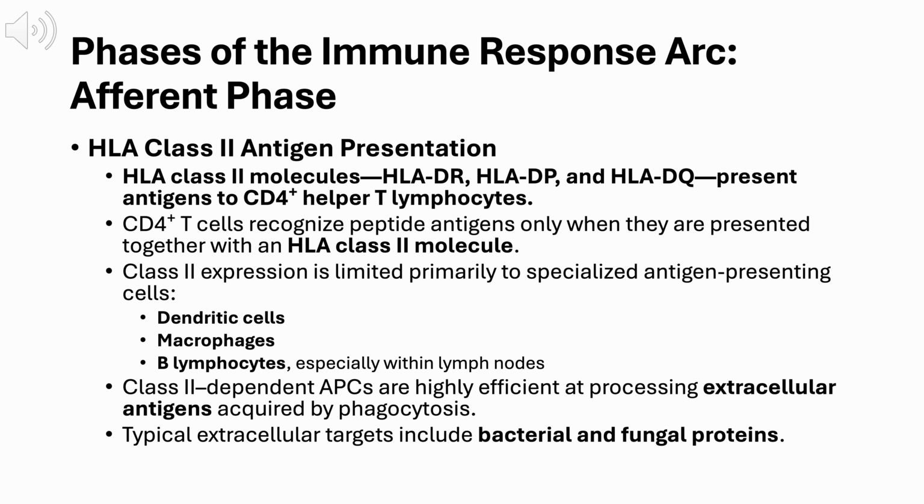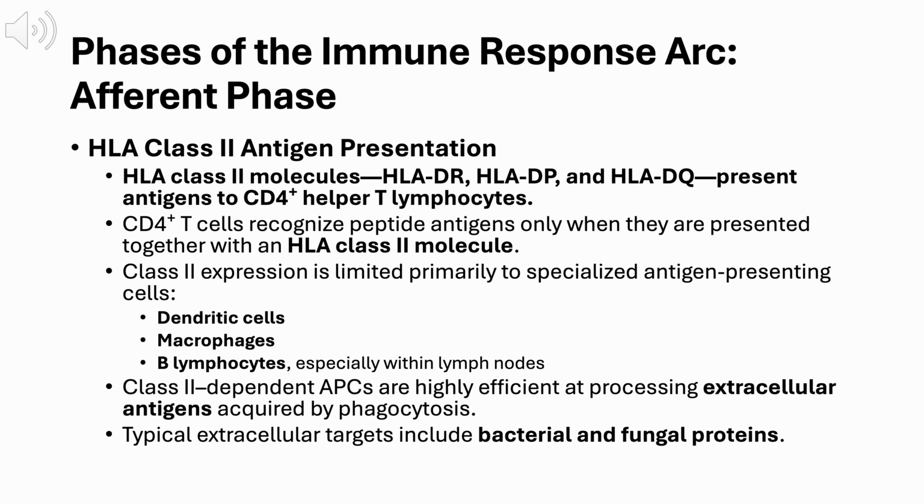Now, the counterpart, HLA class 2. These are the HLA-DR, DP, and DQ molecules, and they present antigen to CD4 positive helper T lymphocytes. A defining rule: CD4 T cells only recognize peptide antigen when it's presented on a class 2 molecule. No class 2, no CD4 recognition. Unlike class 1's near universal expression, class 2 is restricted to specialized professional antigen-presenting cells, dendritic cells, macrophages, and B-lymphocytes, especially within lymph nodes.